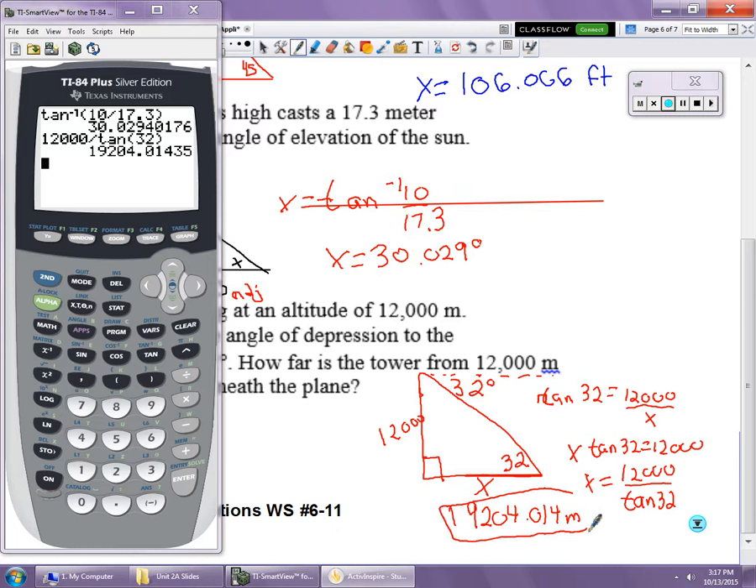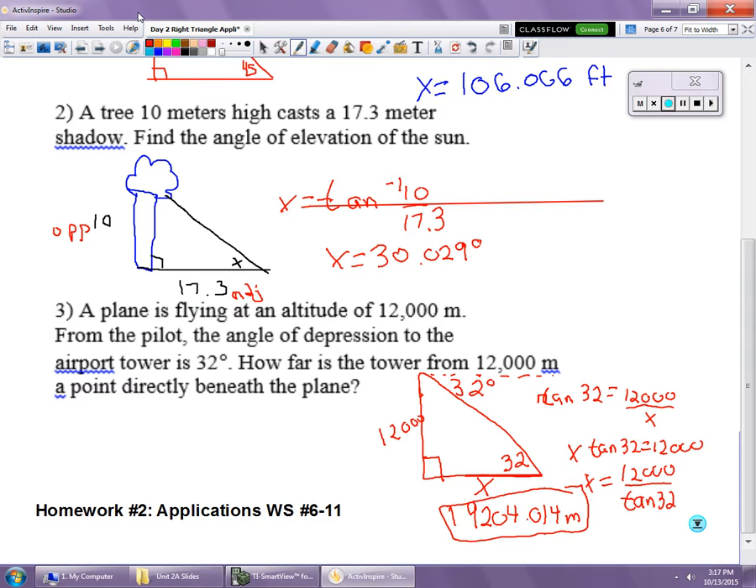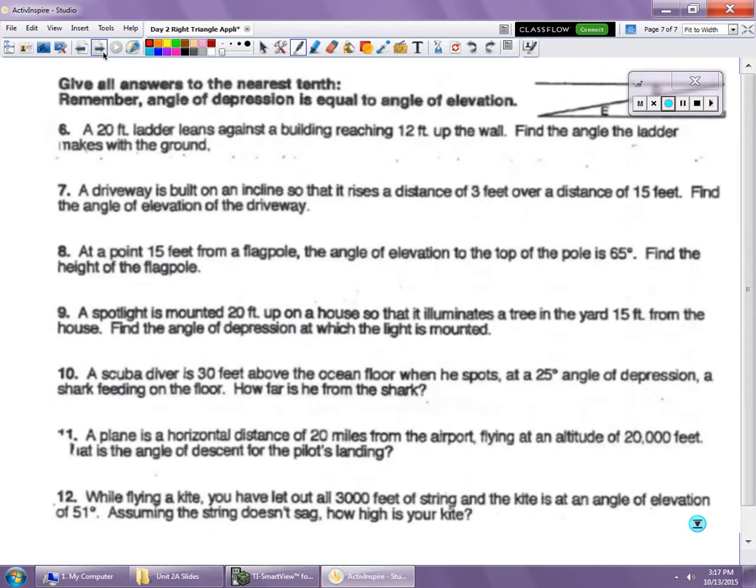Now, depending on which class period this is, you either will have time to start your homework or you will not have time to start your homework. Your homework is the next page in the packet. We're going to do 6 to 11. So you're not doing 12.